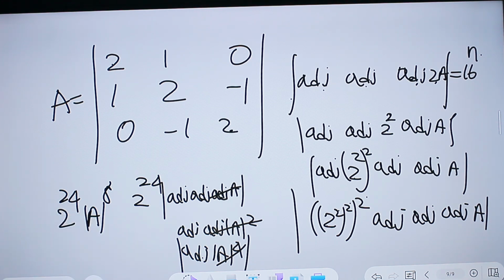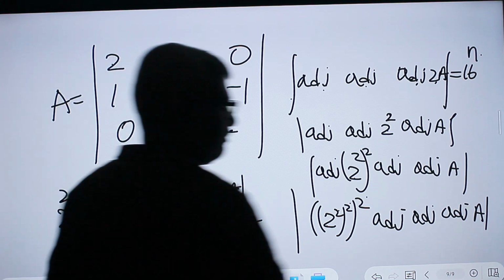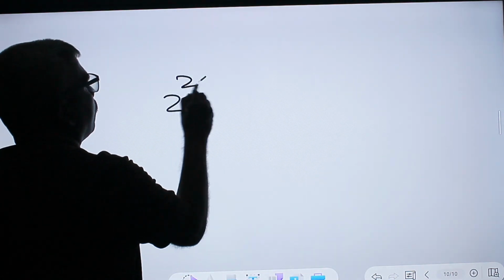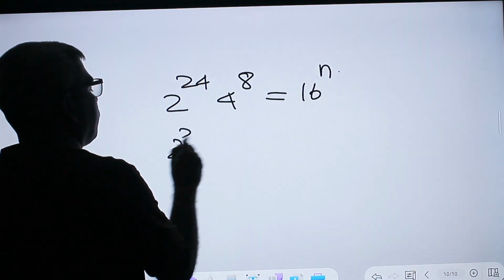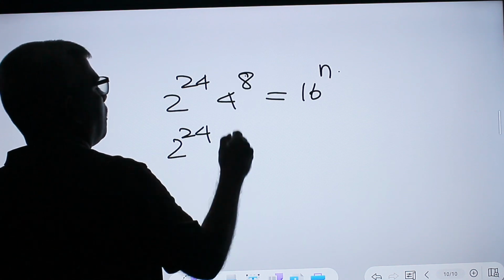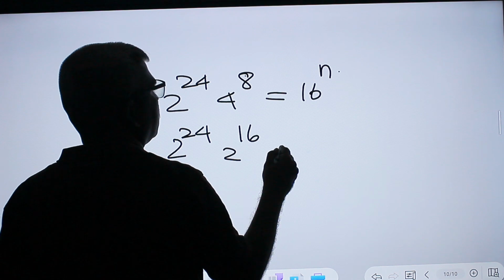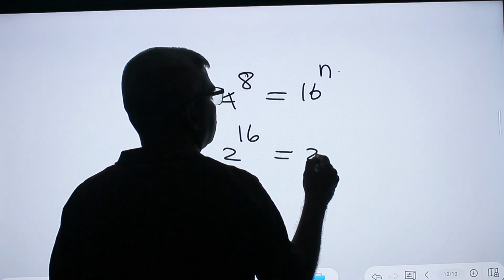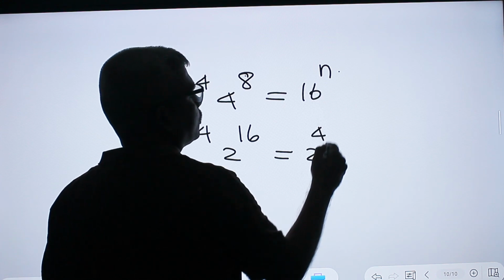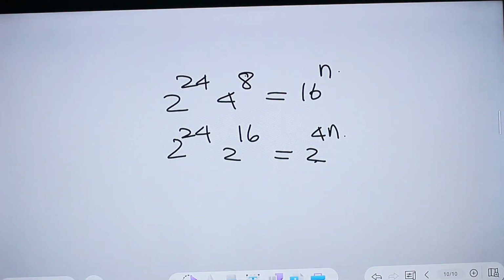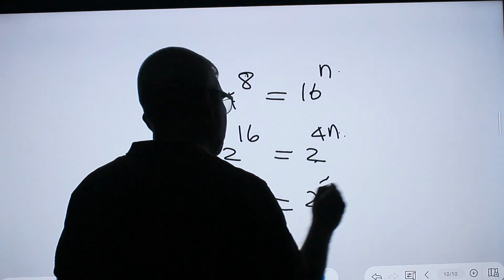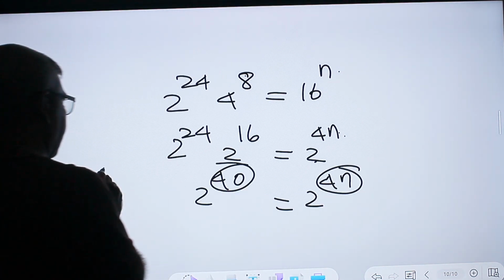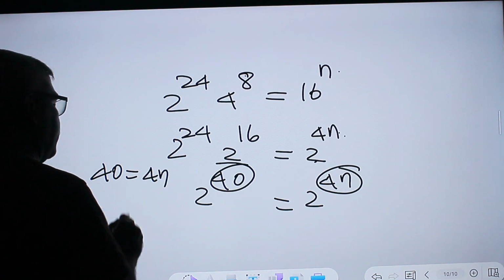Determinant A value is 4. So 2 power 24, 4 power 8 is equal to 16 power n. 2 power 24, 2 power 16 is equal to 16 power n. 16 is 2 power 4, so 2 power 40 equal to 2 power 4n. So 4n equals 40, so n is equal to 10.